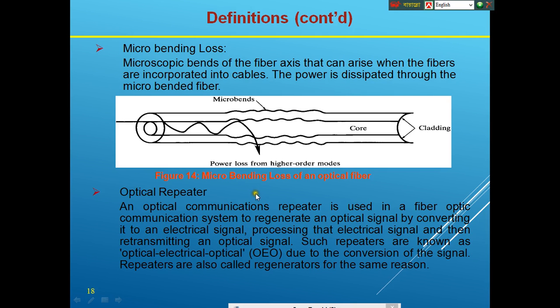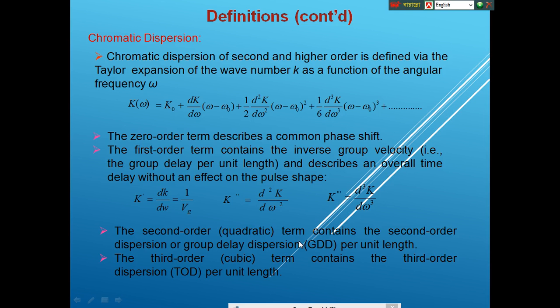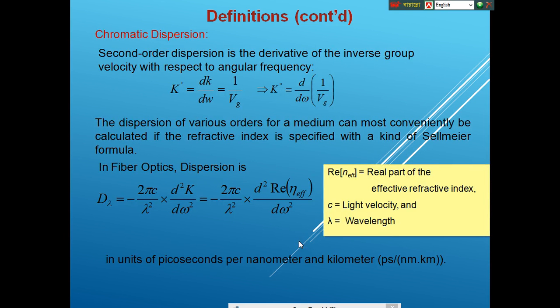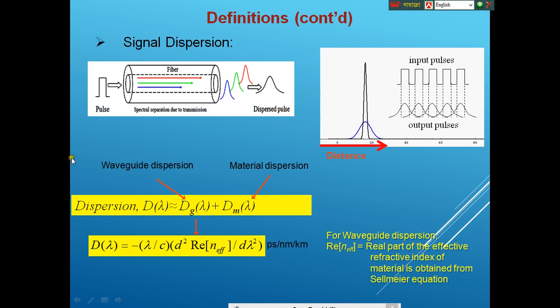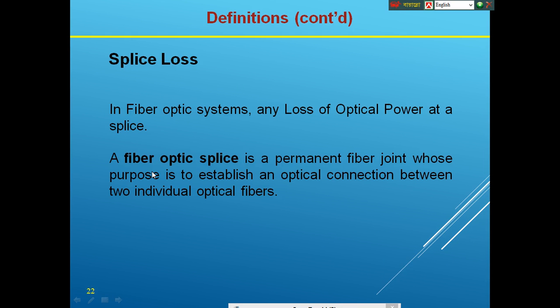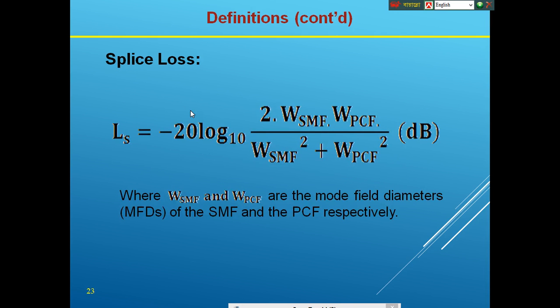Here, for transmitting we need an optical repeater, that is chromatic dispersion. Here we can see the signal dispersion process. Here are waveguide dispersion and material dispersion. Here is splice loss: when we connect or join two fibers, a loss exists, that is splice loss. Here is the equation of splice loss.